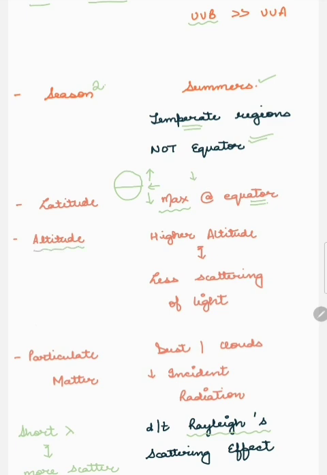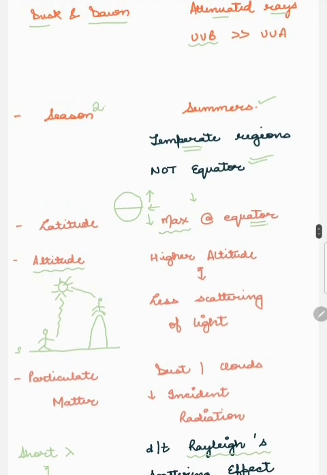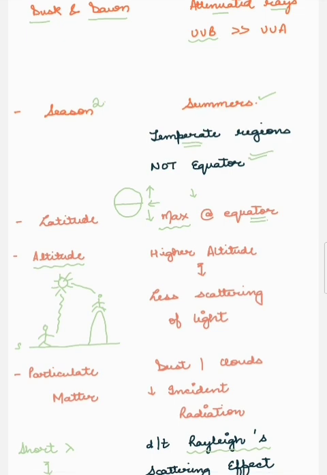Then we have altitude. So altitude also matters. See, this is the sea level and then this is a mountain. This is the sun. So for example, we're talking about a person who is vacationing in the mountains and a person who is vacationing at the beach. So higher the altitude, there will be less distance to travel and there will be less scattering of the light. So that is why your dermatologist will tell you that even if you are visiting Manali, even if you are visiting Switzerland, you need sunscreen, okay? Because higher the altitude, less the scattering of light and more the requirement of a sunscreen.